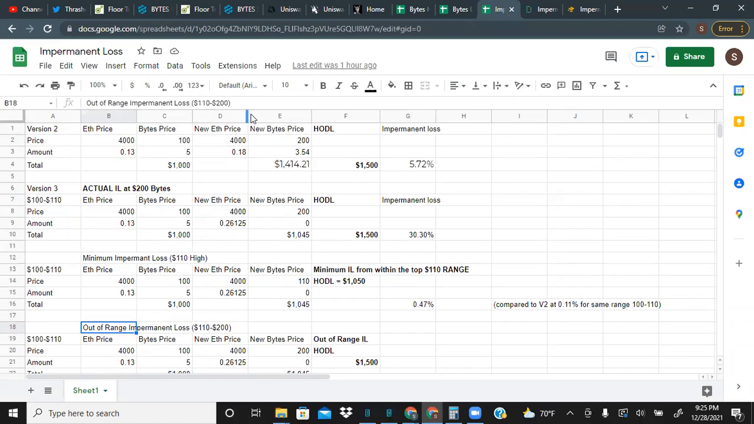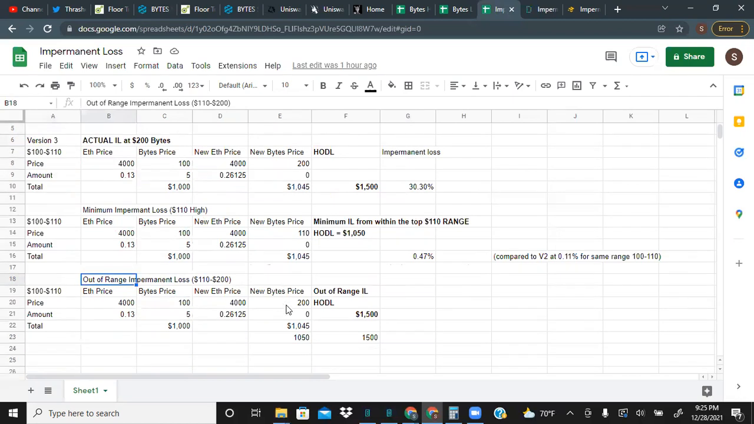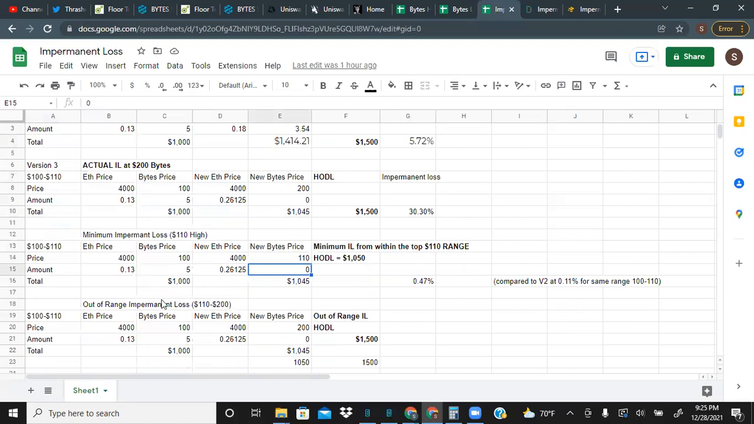With version 2, you're always going to be within range. You're always going to have an amount of each token. With concentrated liquidity, you can run out of your tokens once it gets to the top of the range.